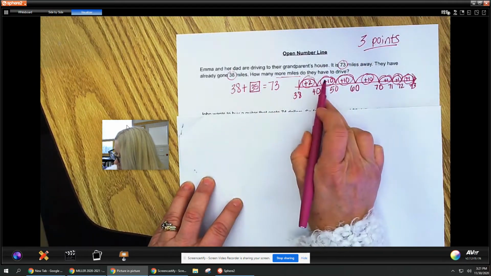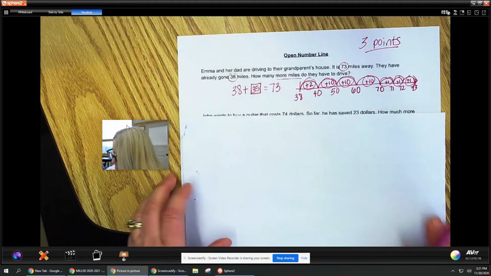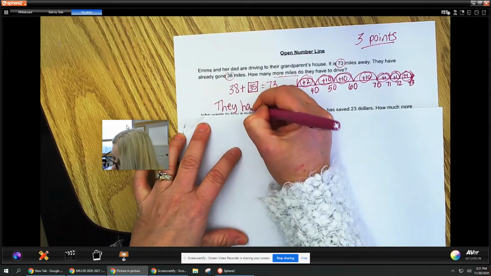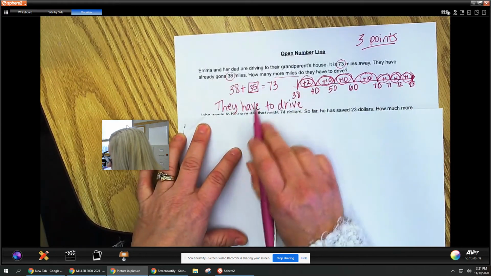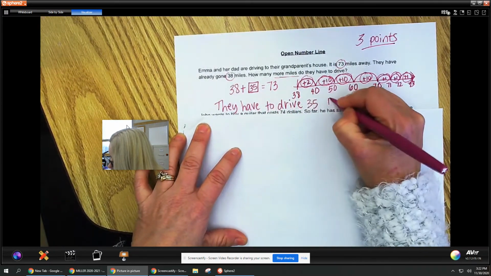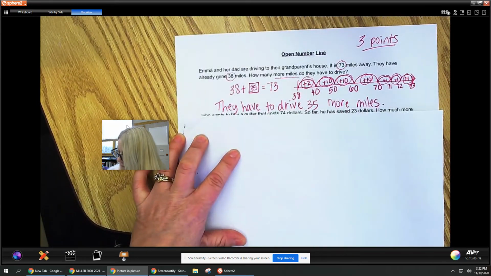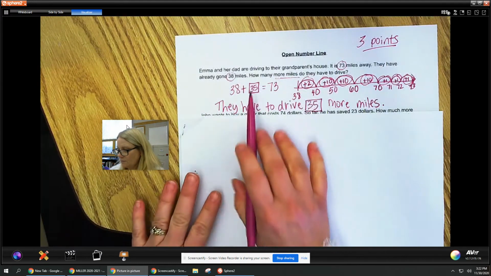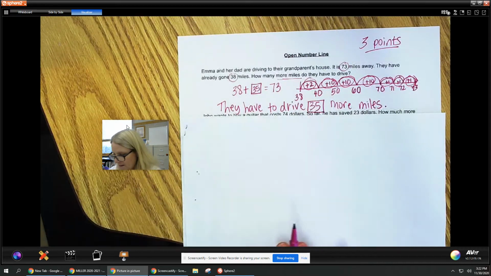Here's 1 point, 2 points, 3 points is a complete sentence with your answer. It says, how many more miles do they have to drive? They have to drive 35 more miles. Done. If you want to put a box around that as well to help you with that. So I've got my 3 points, 1, 2, and 3. Let's move on to number 2.